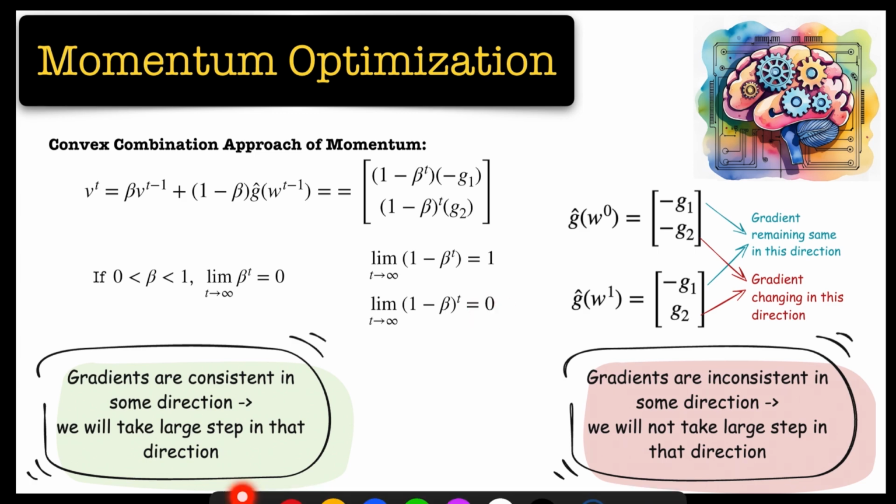So if gradients are consistent in some direction, then we'll take a large step in that direction. If gradients are inconsistent in some direction, then we'll not take a large step in that direction. That's the main idea behind momentum, right?